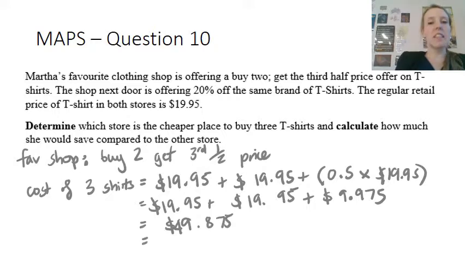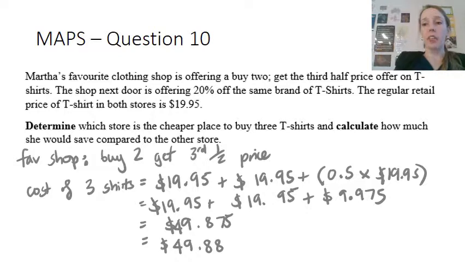But because this is in dollars, obviously you can't have $49.87.5, so we're going to have to round to 2 decimal places. So we're going to look at our rounding digit, which is 7, and our critical digit, which is 5. So 5 is obviously equal to 5 or greater. So that means our rounding digit has to move up by 1. So that means our 7 has to become an 8. So it's going to be $49.88 at her favourite shop.